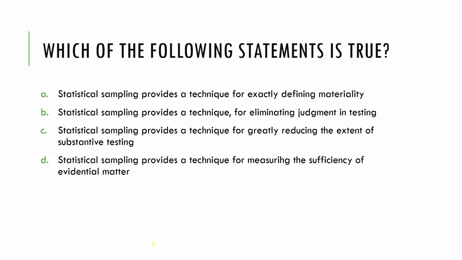Next, which of the following statements is true? So we're looking for the true statement. Letter A would say statistical sampling provides a technique for exactly defining materiality. But then we recall, not in module 2, but in our previous discussion on audit planning, that materiality is actually a product of the auditor's judgment. So while the auditor uses benchmarks to determine materiality, the auditor will have to look at both the value or the amount and the nature of, to determine materiality.